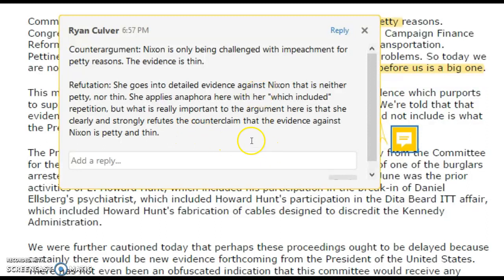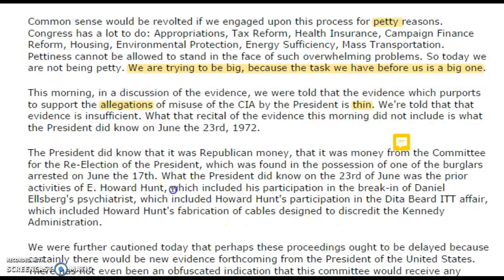She applies anaphora down here at the bottom. She has these "which includes" all over the place. I probably missed a few. That's okay.